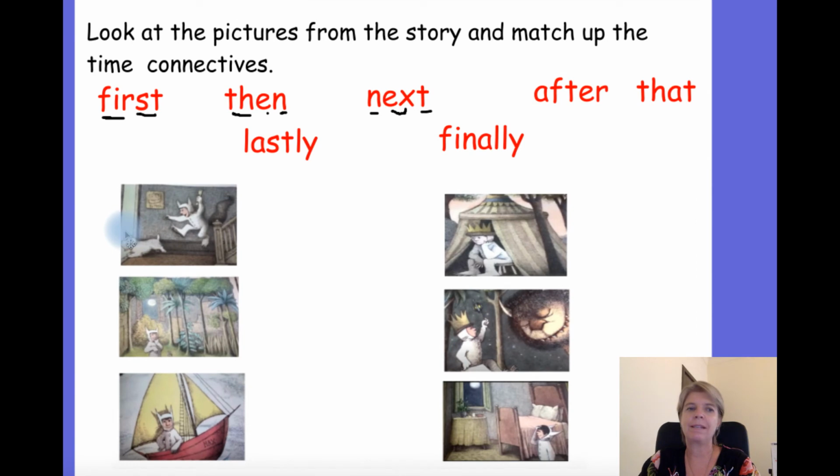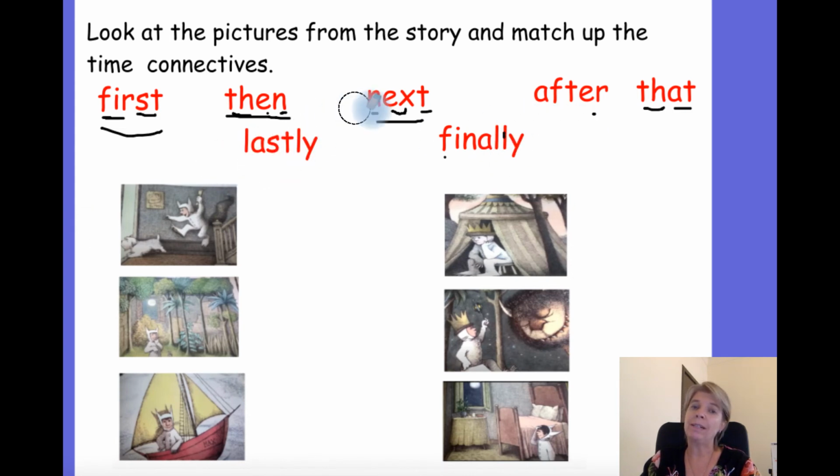There we go. This one says after that. This one, lastly. Lastly. This one ends in ly as well. Look, can you see? It's the same. Ly. This is lastly. This one is finally. Finally. Let's read them together again. First, then, next, after that, lastly, and finally.